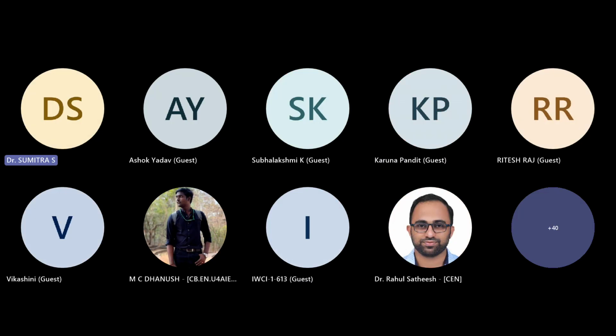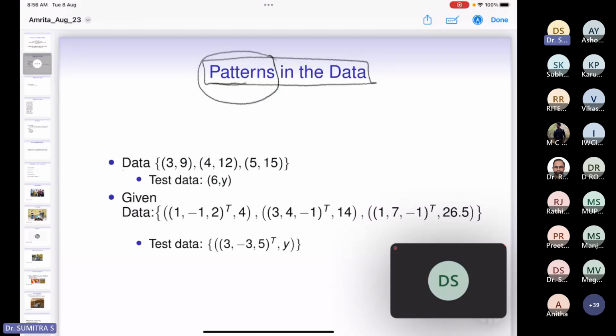A very simple example. First, this is the given data. I'm calling this the X part and this the corresponding Y part. X1, I'm calling this Y1. This is X2, this is Y2, this is X3, this is Y3. So this we can call the output and this we can call the input.